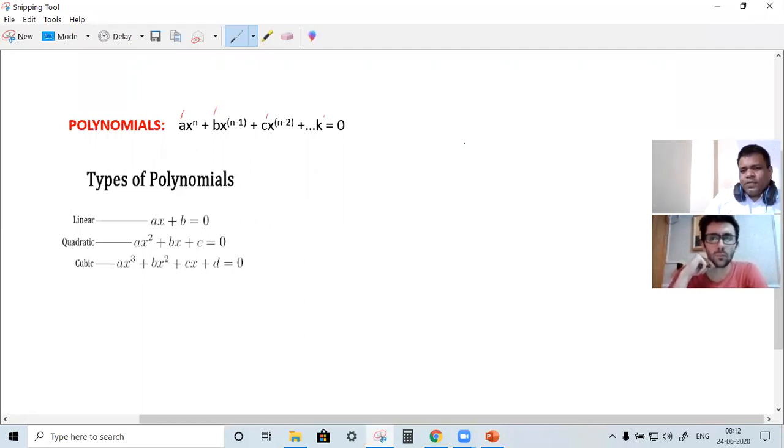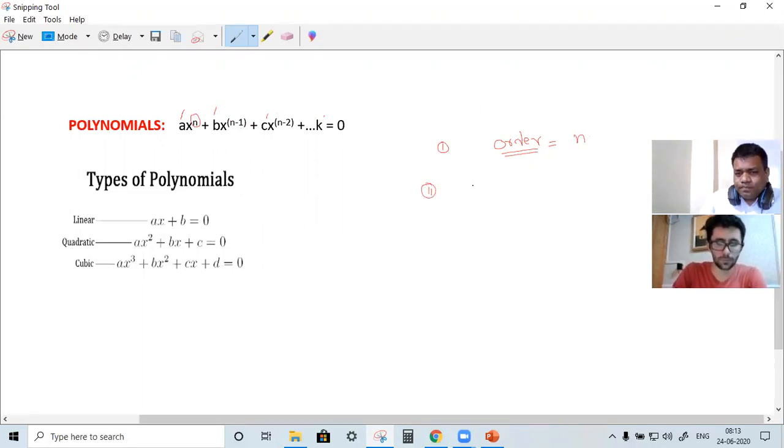So two things we need to understand here. One is order of polynomial. What is order? Highest power of variable is called order of polynomial. Highest power of variable. So here what is the highest power? N. So order of polynomial is n.